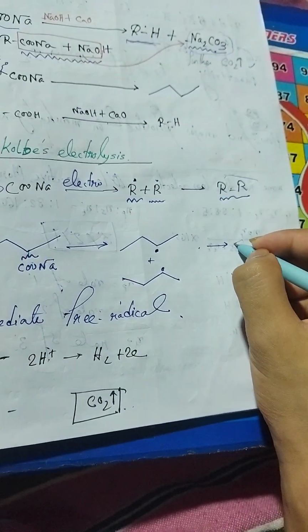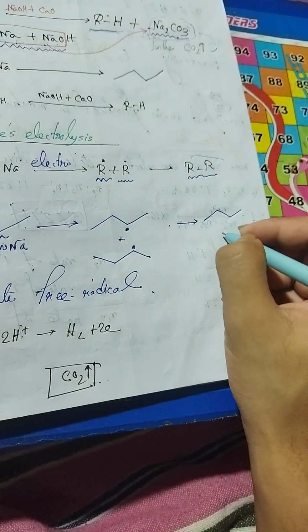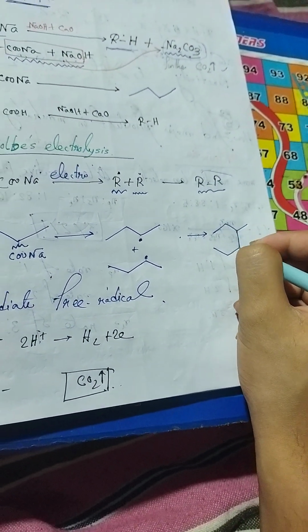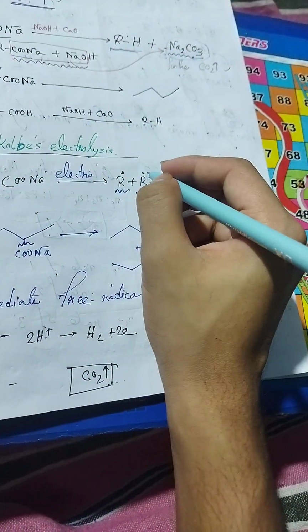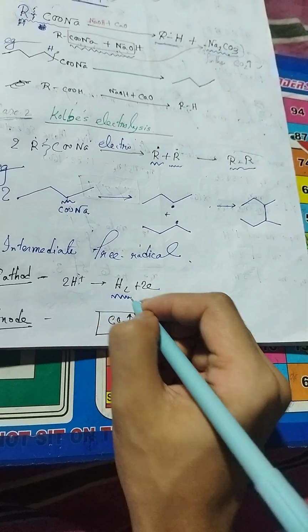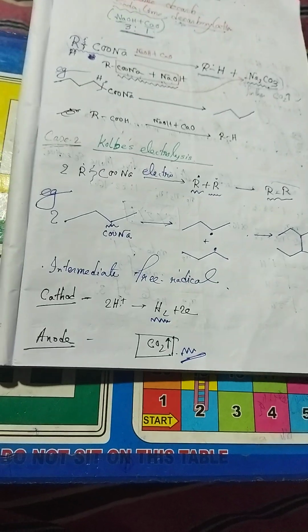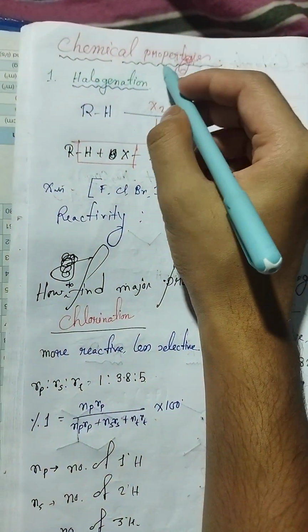The product is this. The intermediate is a free radical. At the cathode, hydrogen gas is evolved, and at the anode CO2 gas is evolved. Now talk about chemical properties.